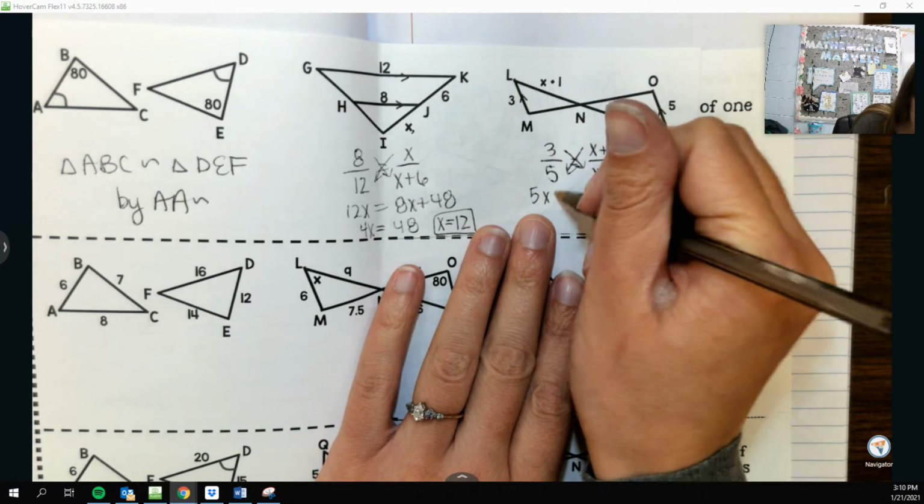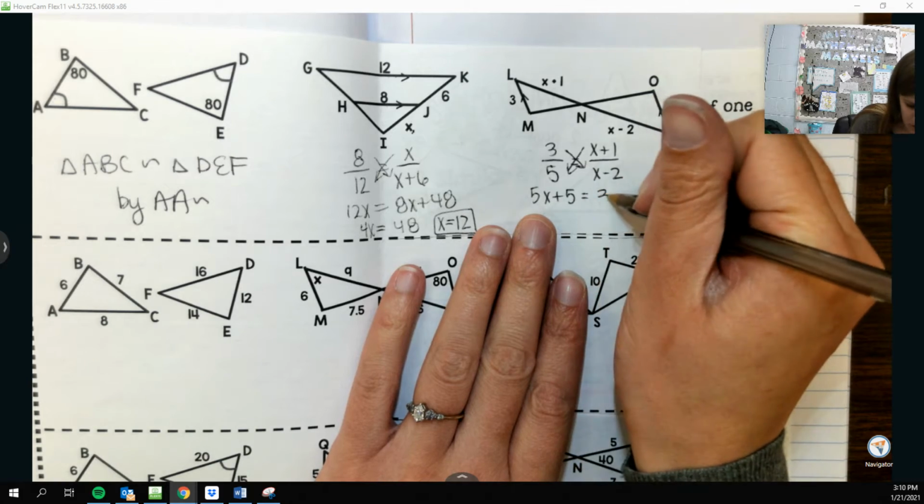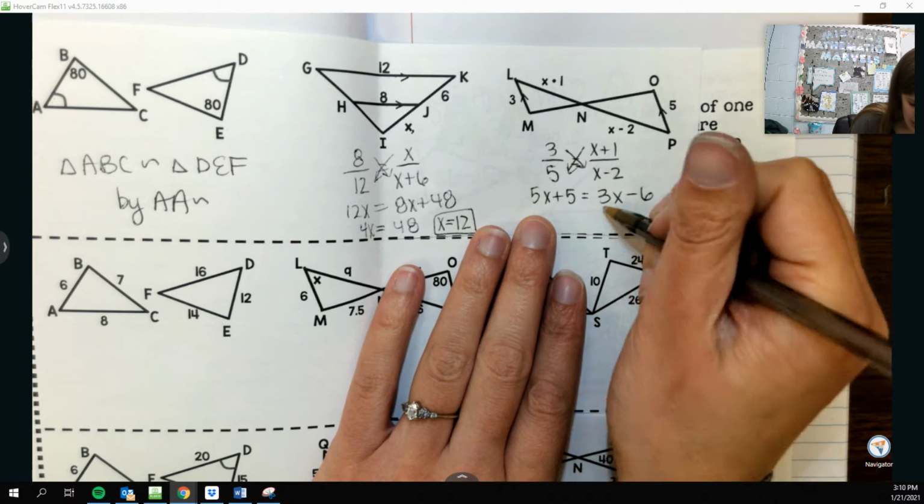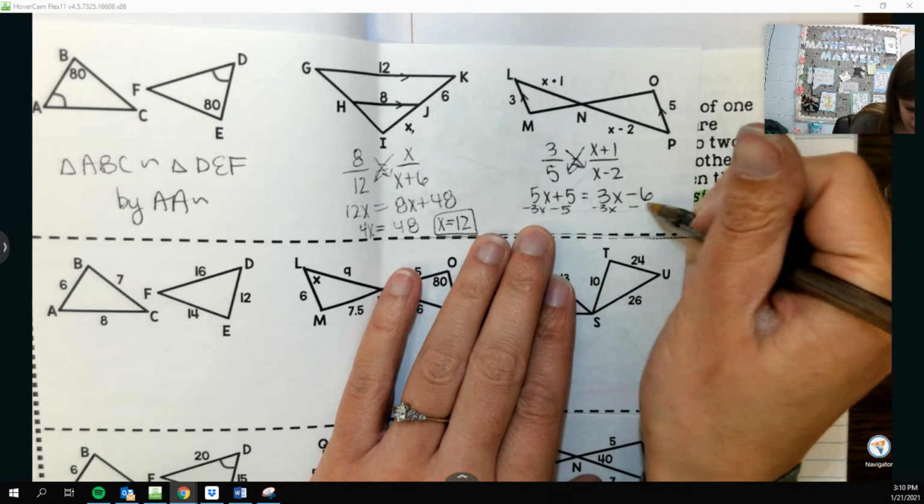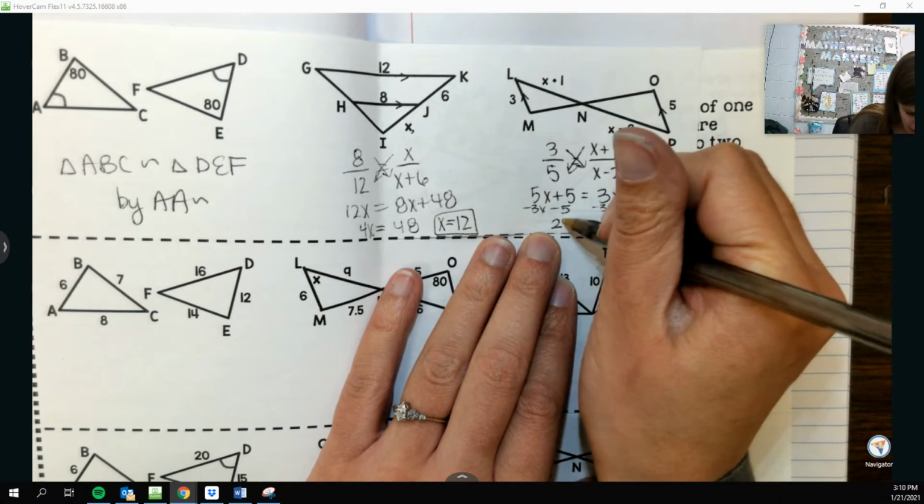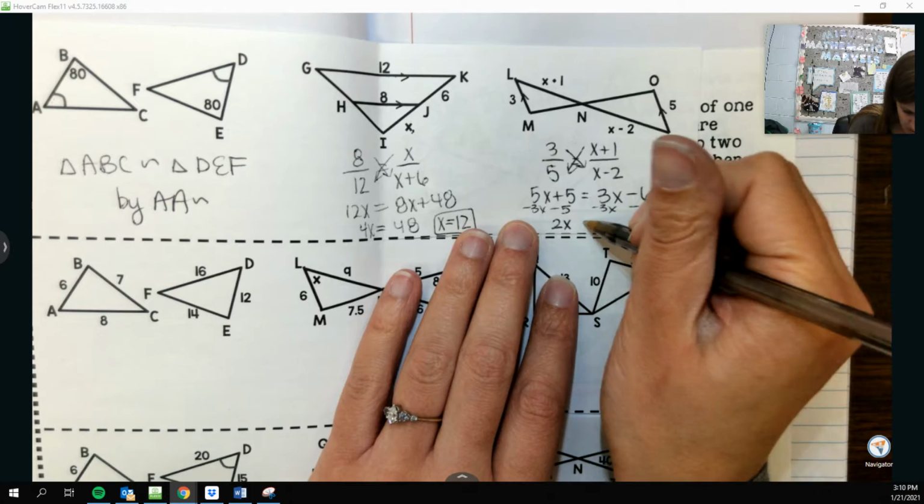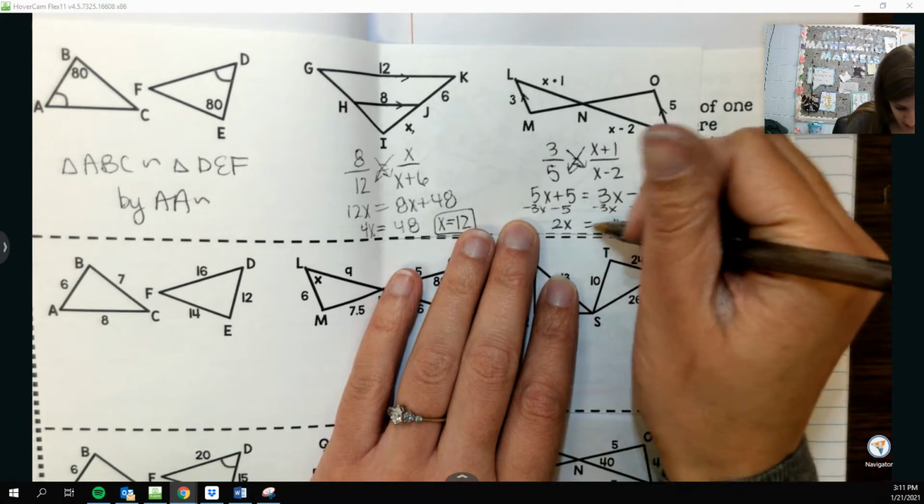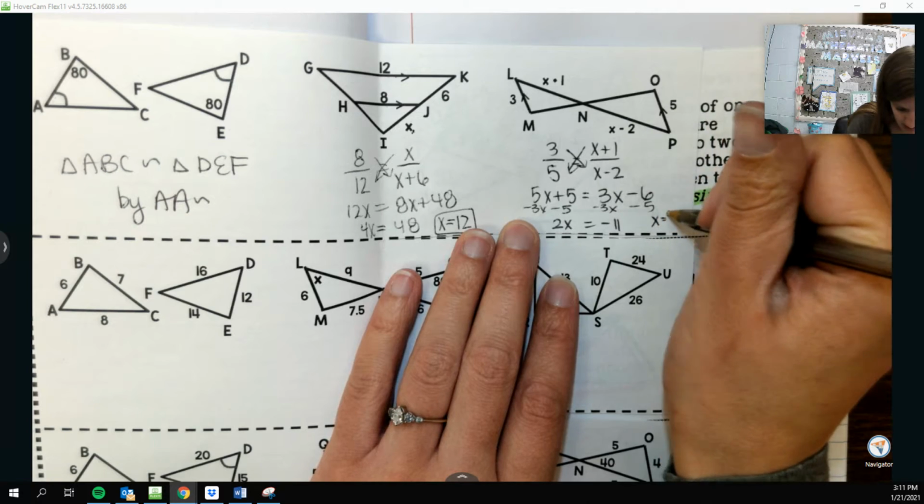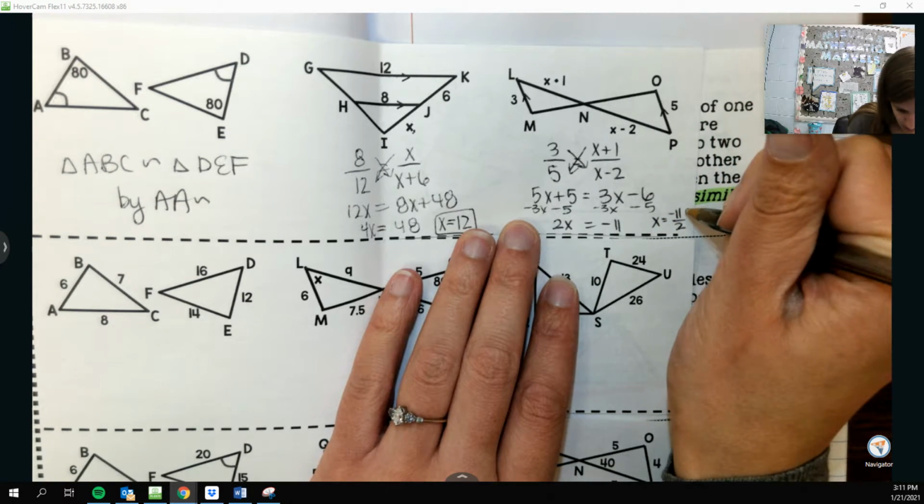So 5x plus 5 equals 3x minus 6. Subtract your 3x, subtract your 5. Oh my goodness, it's always concerning when you get a negative. So we get 2x equals negative 11. But I mean, we did all of our math right, and divide by 2. So x is negative 11 over 2. Yuck.